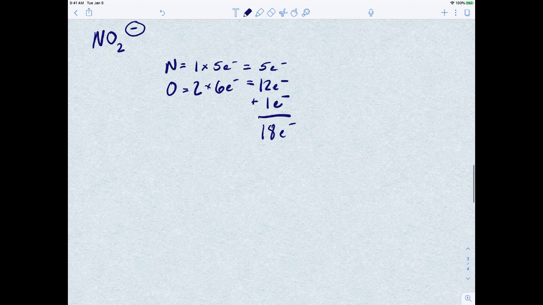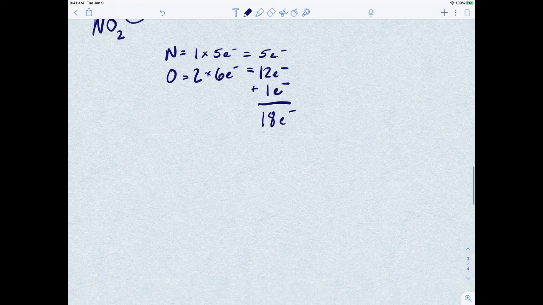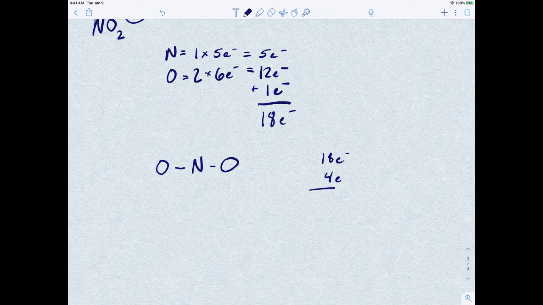Okay. All right, so let's try this. Which one goes in the middle? Because nitrogen wants 3 bonds, let's put nitrogen in the middle. We'll put the oxygens on either side. I'm going to draw 1 bond between the nitrogen and both oxygens. So that uses up 2 bonds, or 4 electrons. So 18 minus 4 gives you 14 electrons left over.